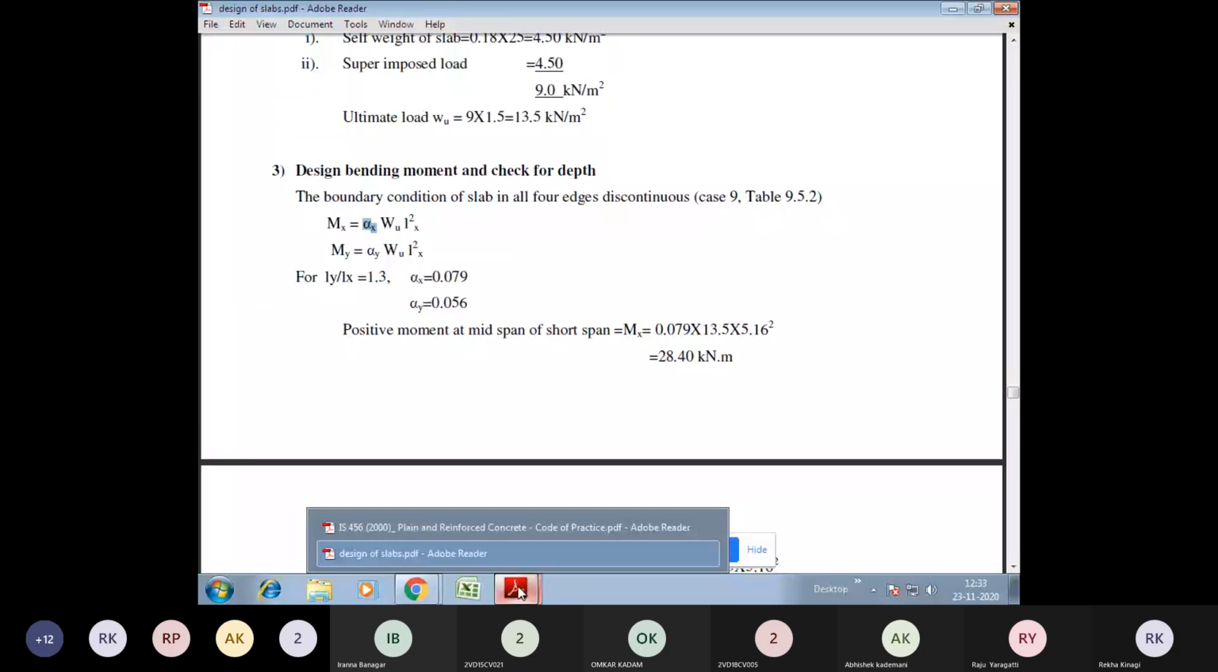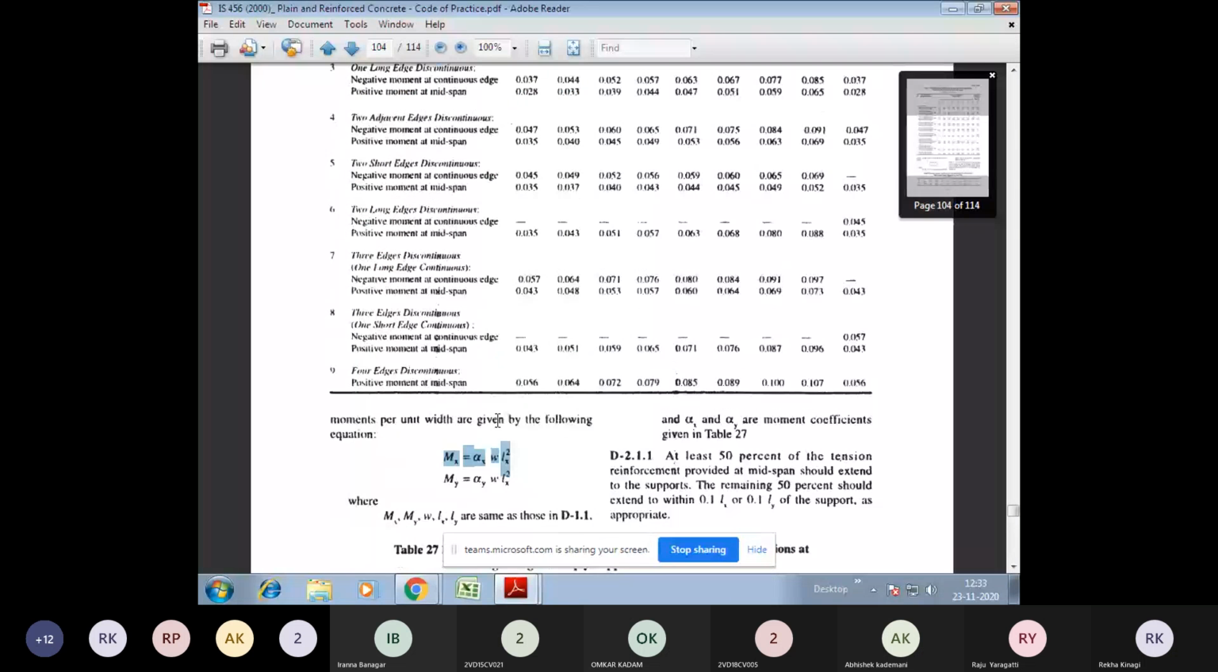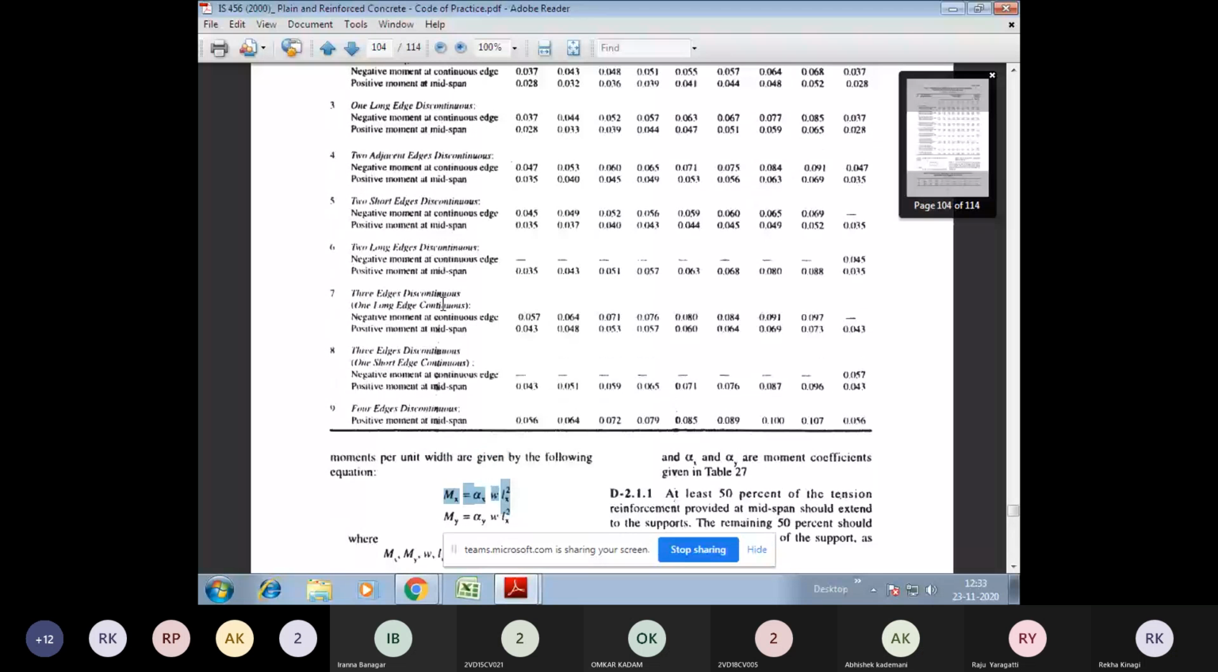See here, if instead of 4 edges discontinuous, it was given that there are 3 edges discontinuous and 1 long edge continuous, then we would get 2 alpha x values and 1 alpha y value. Why 2 alpha x values? Because we would get negative moment at the continuous edge as well as positive moment at the midspan. And alpha y value would be only the positive moment at the midspan. So we would have 3 moments in that case.